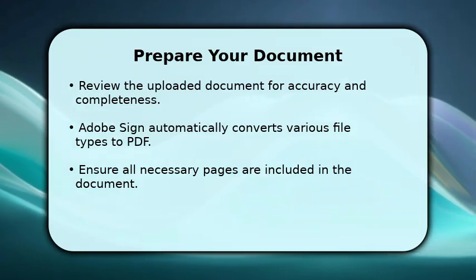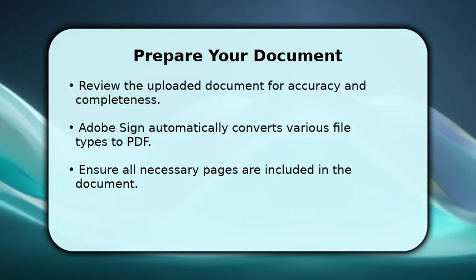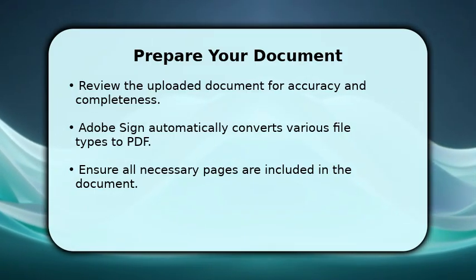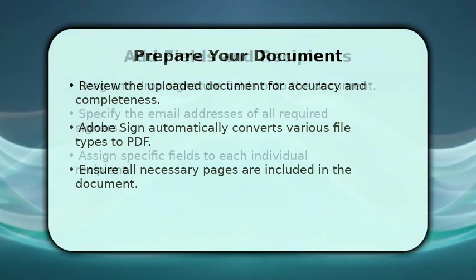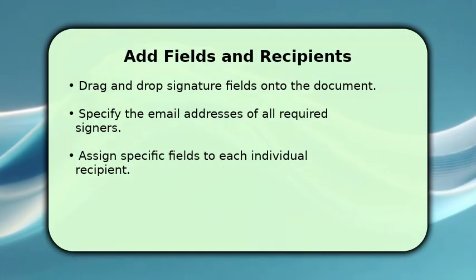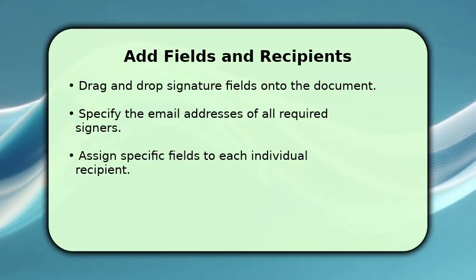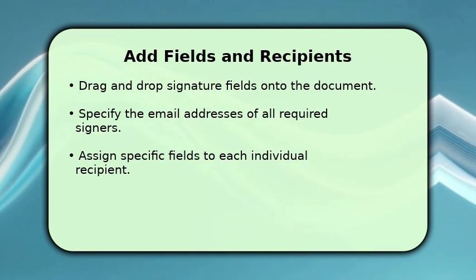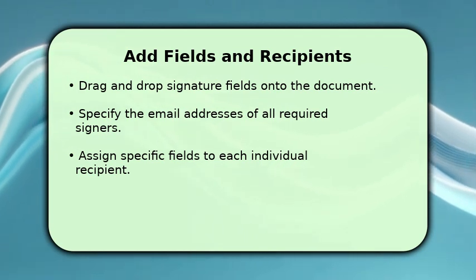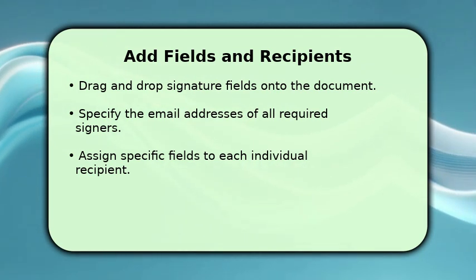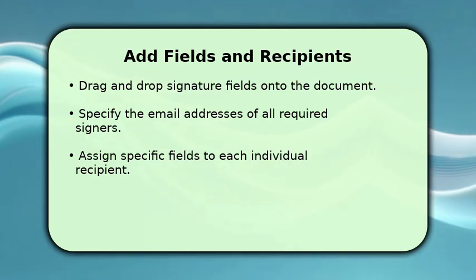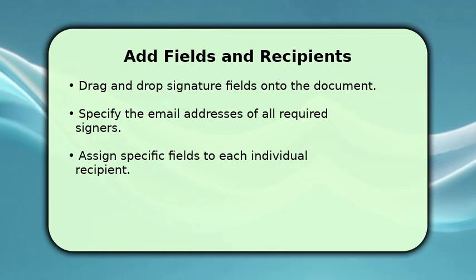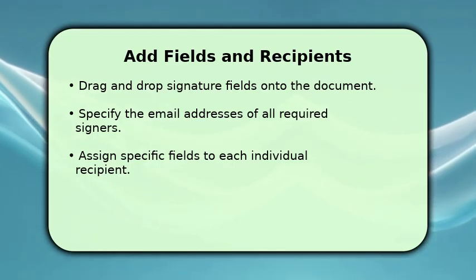Double-check that all pages are present and in the correct order, and that the content is exactly as you intend it to be signed. This quick check saves time later. Now comes the interactive part, adding fields. You can easily drag and drop various fields, such as signature blocks, initials, dates, or text fields, directly onto your document. Then, you'll enter the email addresses of all your recipients. It's crucial to assign each field to the correct person, ensuring they only interact with the parts meant for them.